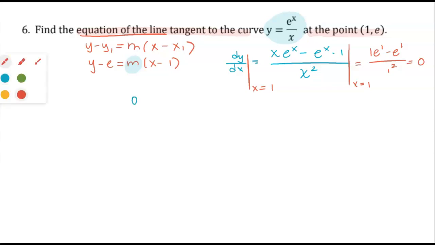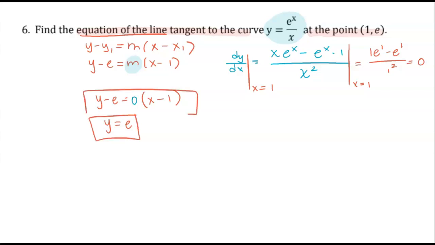And there's nothing here saying you need to make this look nice, so you could have just stopped here. A lot of students in my class last semester recognized that this is then just y is equal to e, because that 0 makes the entire right side 0, since 0 times anything is 0. We can add e to both sides. So either one of these is perfectly acceptable for this answer. There you are, and we're done.